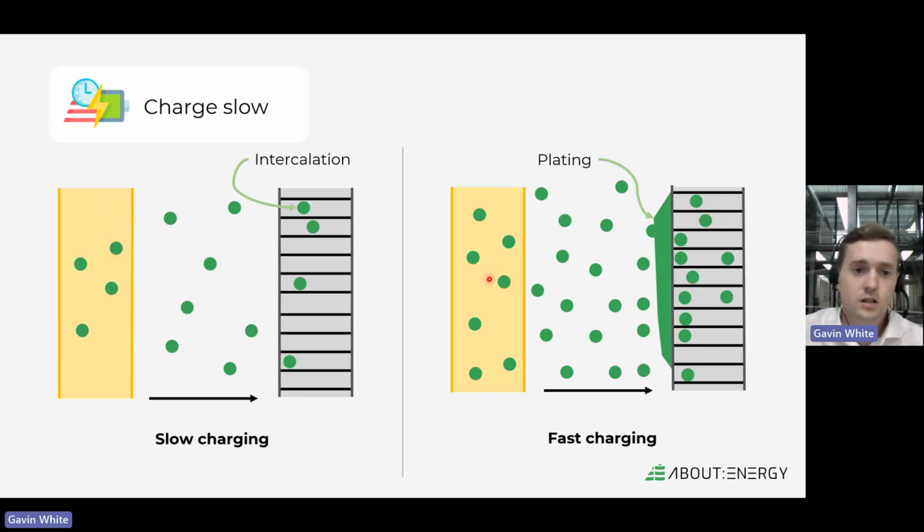So the second one is to do with charging. The way batteries work is you have your cathode and your anode, and your lithium ions, during charge, move from the cathode to the anode. This is a really simplified diagram, but hopefully it shows that these lithium ions move from the cathode through the electrolyte and the separator, and then they have to place themselves into the graphite.